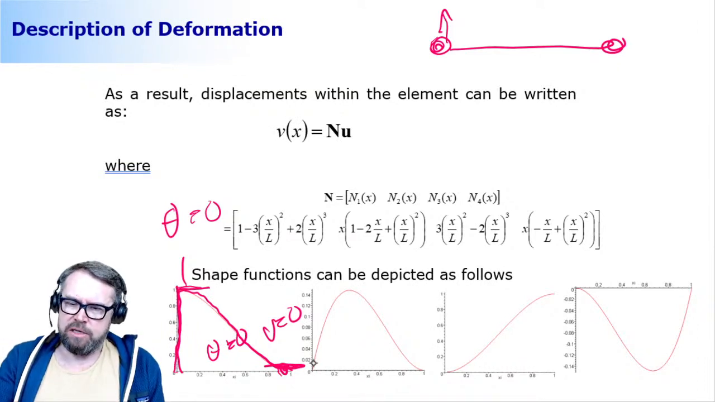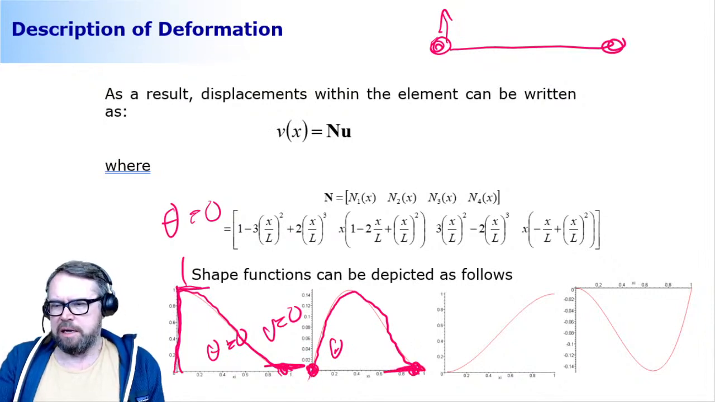Second, this is a rotation in my first node. The only one that is non-zero is this angle theta, because this displacement is obviously zero, the other displacement is obviously zero, and here the angle theta is zero as well. And same for the other node here. So this is my second node, and again, the way they're performing is like this.